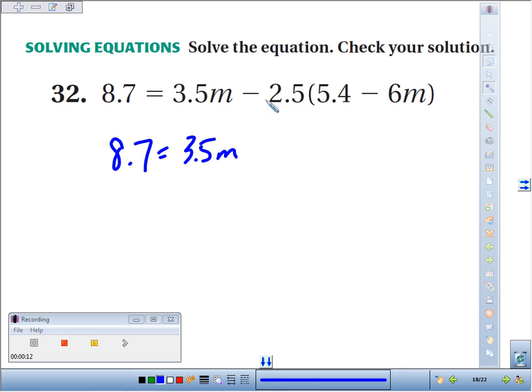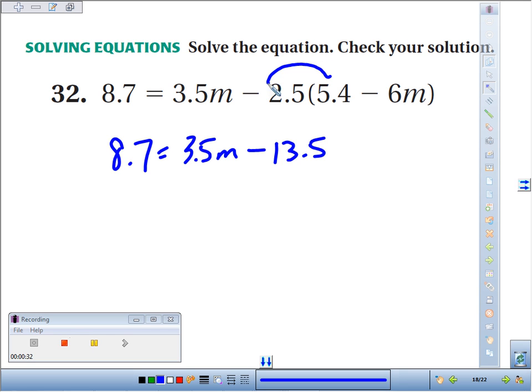A number's value is determined by the symbol in front of it. It's negative 2.5 times each thing. So if we take negative 2.5 times 5.4, we get negative 13.5, so minus 13.5.